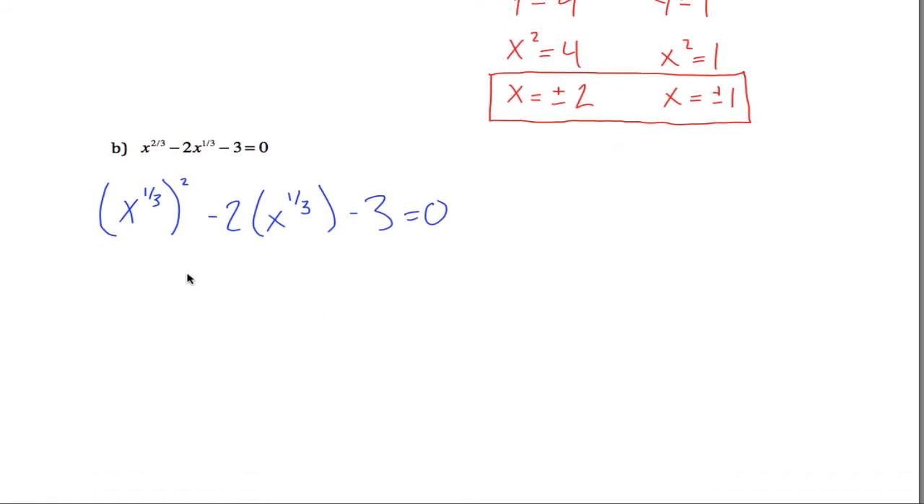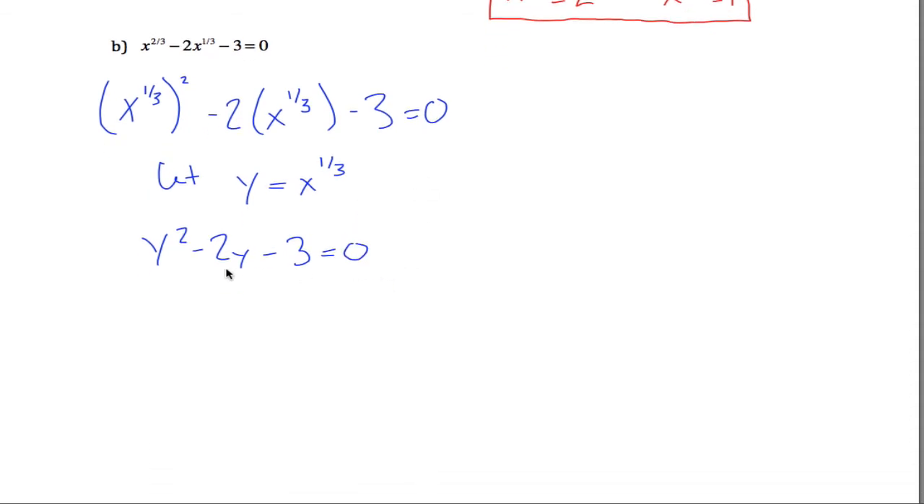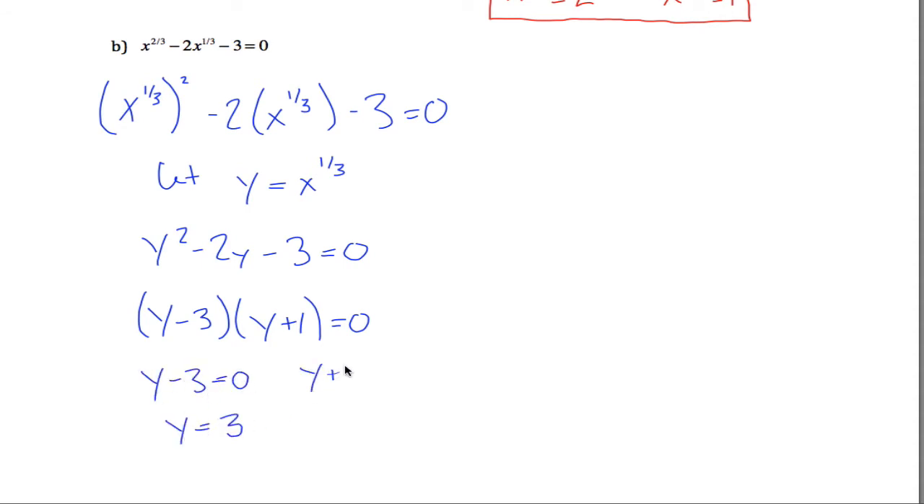And so what I can do is maybe let y equal x to the 1/3 power. So what I get is y squared minus 2y minus 3 equals 0. This is a problem I can factor, I think. Two numbers that multiply to negative 3 and add to positive 2. It's negative 3 and positive 1. So I get that either y minus 3 equals 0, in which case y equals 3, or y plus 1 equals 0, in which case y equals negative 1.